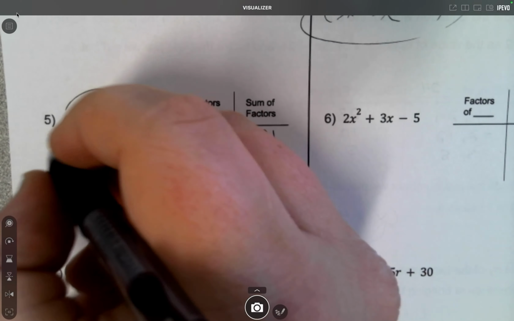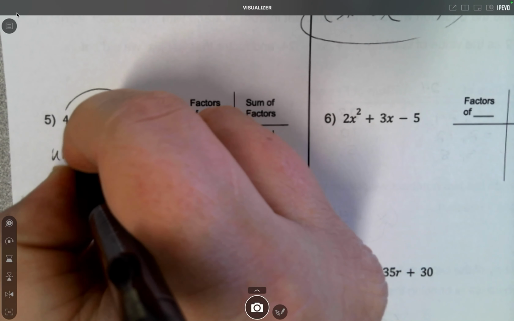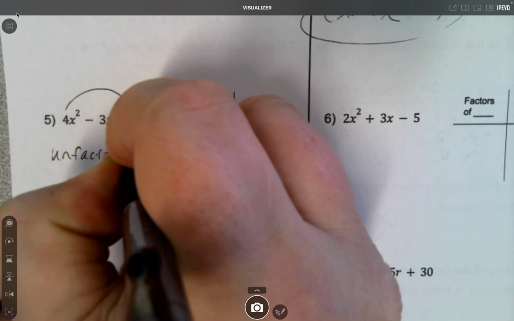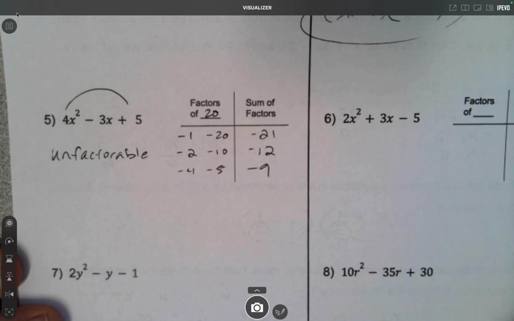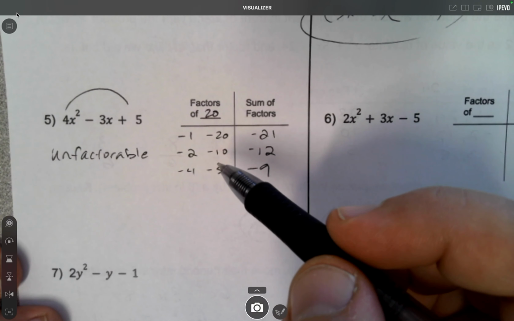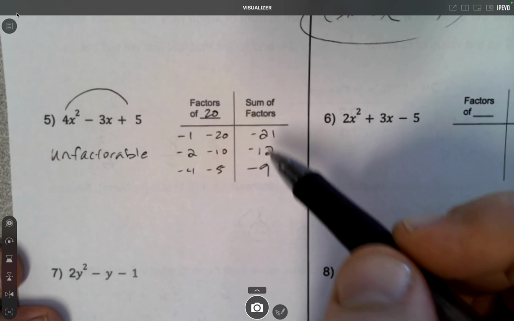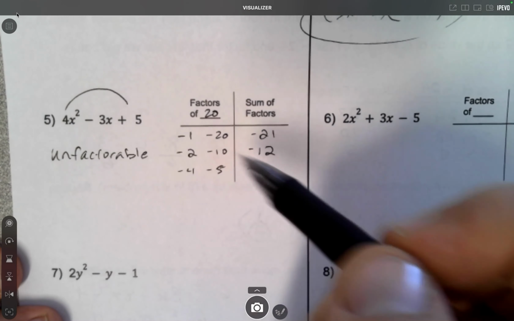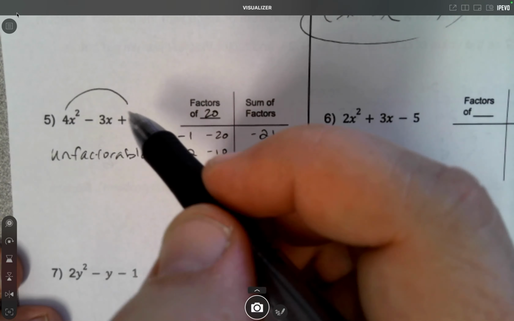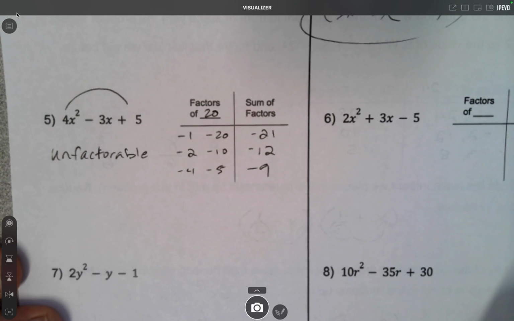So that means this is unfactorable. There's no way to break this down into two pieces. But we showed that by looking at these factors and seeing what their sums were. So by displaying there's no combination that multiplies to be 20 and adds up to -3, that's how we've proven this is unfactorable.